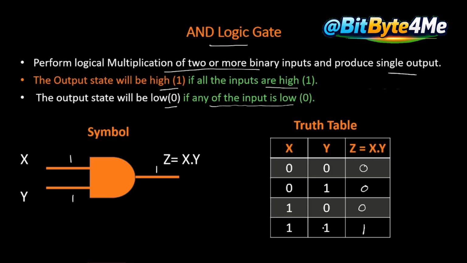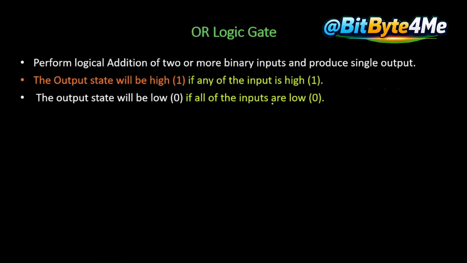Next important gate is the OR logic gate. It takes two inputs like the AND gate and produces only a single output. Its output will be high if any of the inputs is high. Even if a single input is high, the output will be high, meaning 1, and it will be 0 if all the inputs are 0 or low.